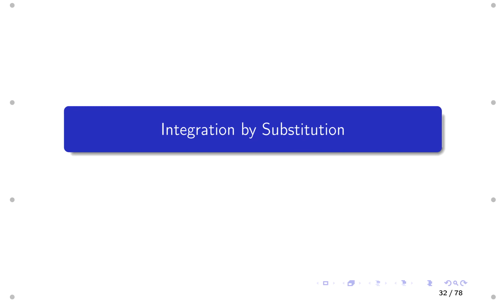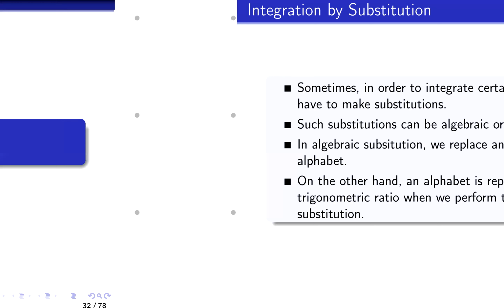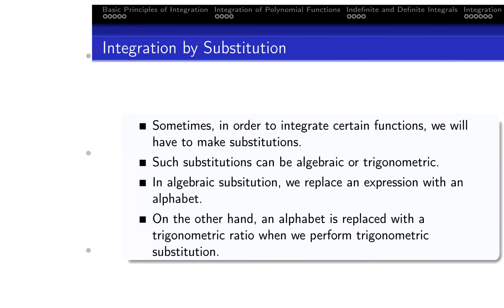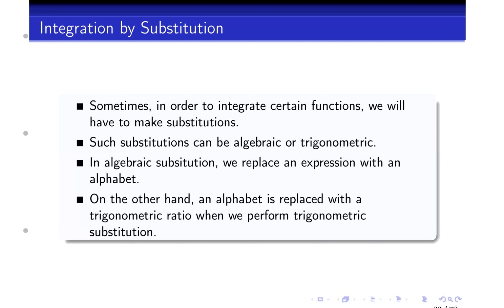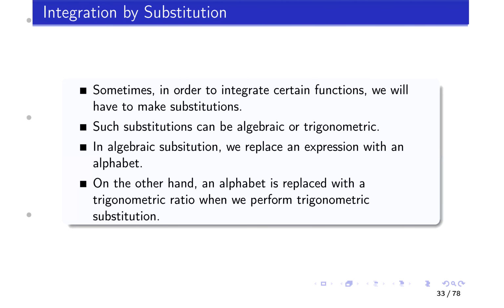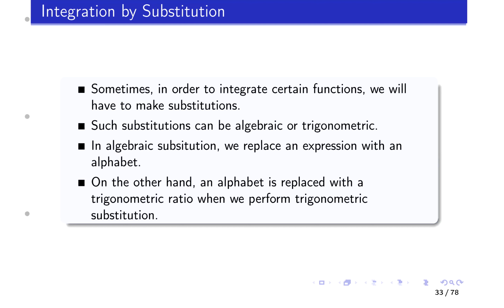Talking about integration by substitution, right? Sometimes in order to integrate certain functions, we will have to make substitutions. Such substitutions can be algebraic or trigonometric. In algebraic substitution, we replace an expression with an alphabet. On the other hand, an alphabet is replaced with a trigonometric ratio when we perform trigonometric substitution.